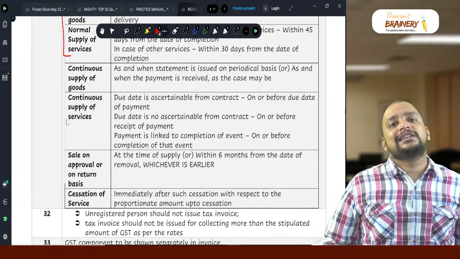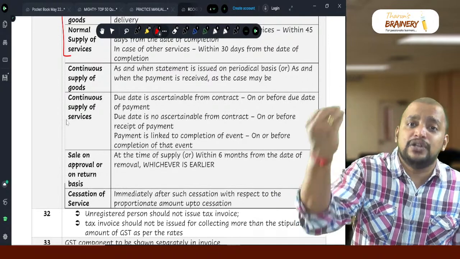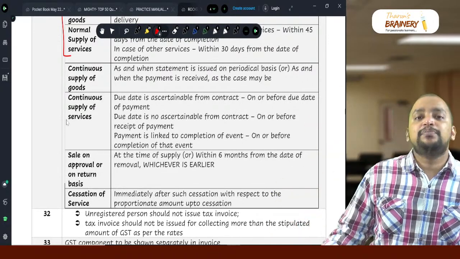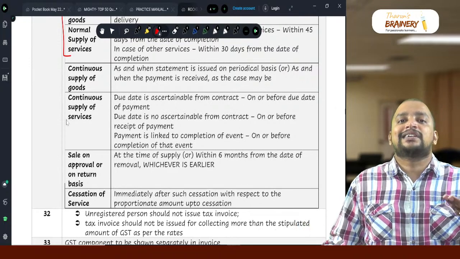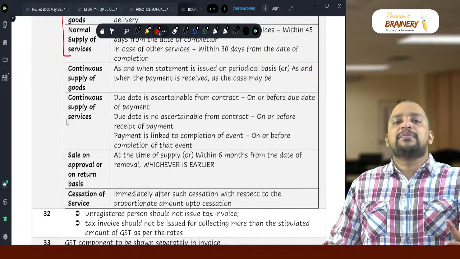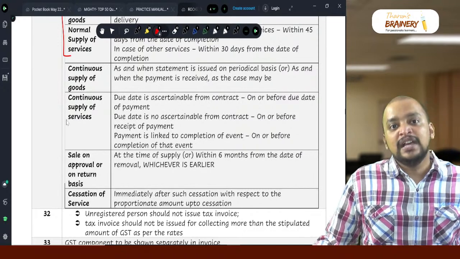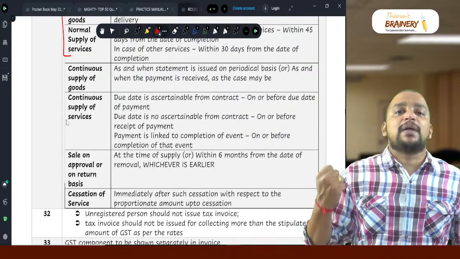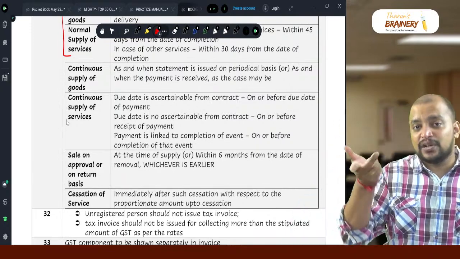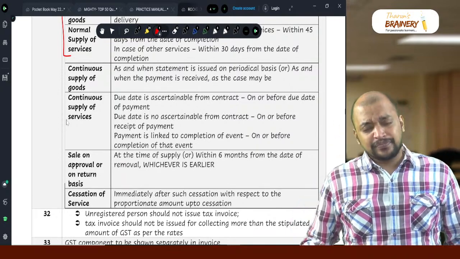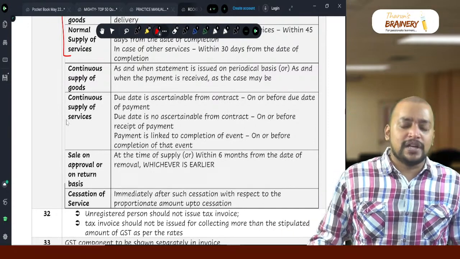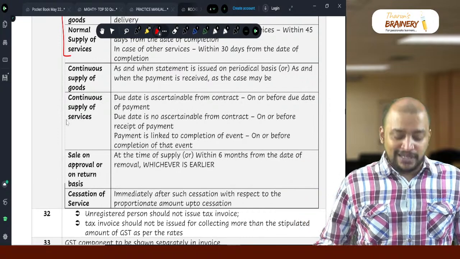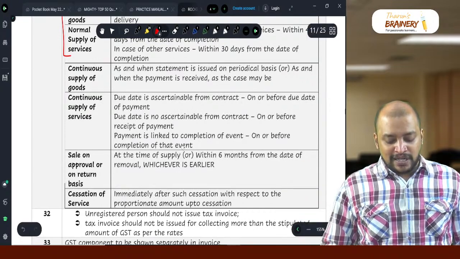Suppose in any other case, that is, neither installment due date is available nor the installment is linked to completion of an event. An example for completion of an event is the construction sector: 30% completion, 45% completion, 60% completion. Depending upon the completion we will be receiving payment. So whenever we receive the payment based on completion, that completion date will be taken as the due date of invoice. In the absence of that information, the date on which payment is received will be taken.